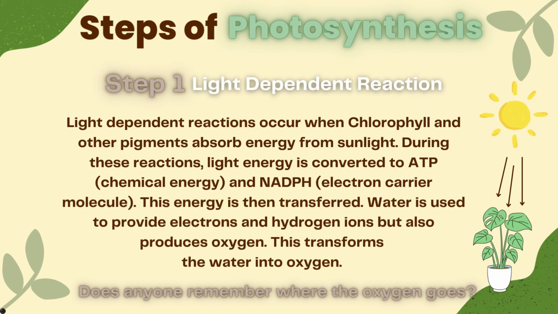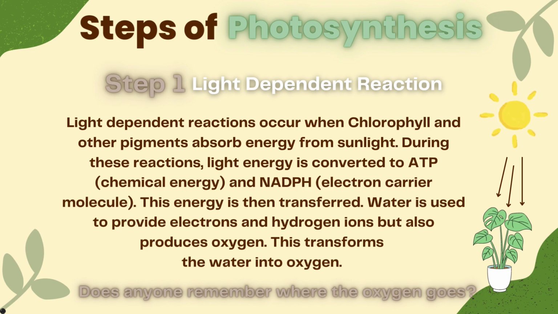During these reactions, light energy is converted into ATP, which is a chemical energy, and NADPH, which is an electron carrier molecule. This energy is transferred to the photosystems responsible for photosynthesis. Water is used to provide electrons and hydrogen ions, but also produces oxygen.